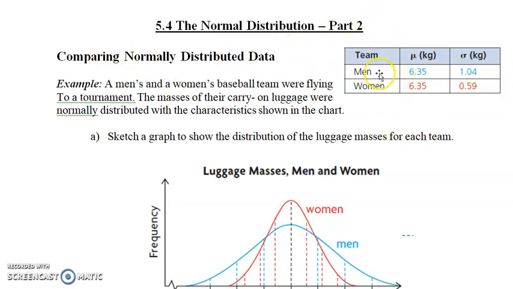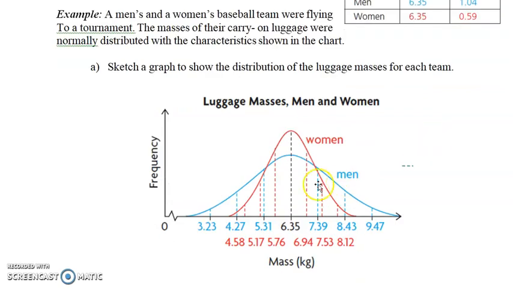So the two baseball teams, the team with the men had a mean of their carry-on luggage of 6.35 kilograms with a standard deviation of 1.04 kilograms. The women's was the same, 6.34. And the standard deviation was smaller, 0.59. So we're going to sketch the graph.